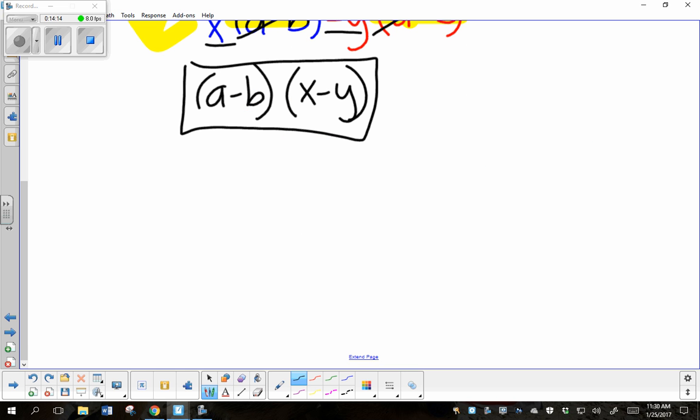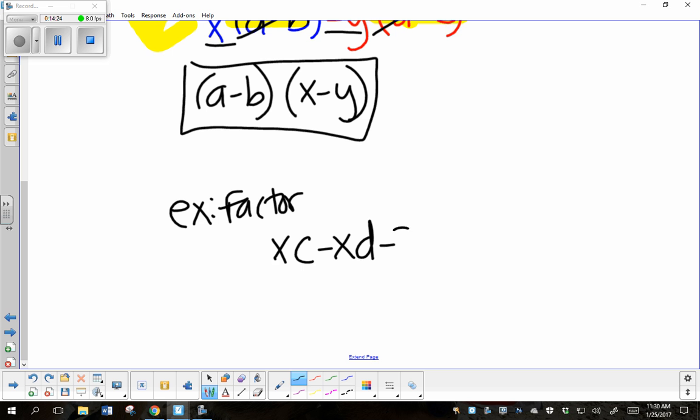Again, I have one I want you to try. Try doing the same process we just used for that one. So I want you to factor this polynomial, xc minus xd minus 2c plus 2d.